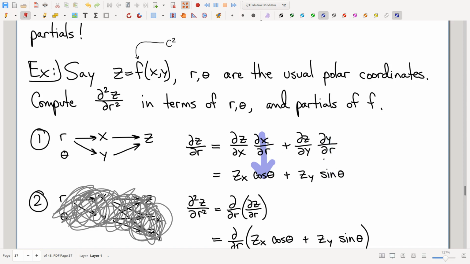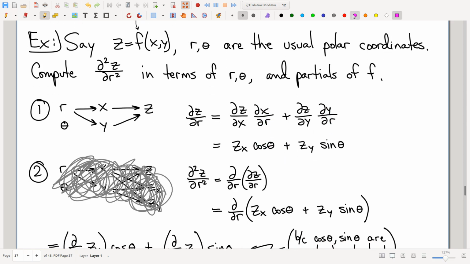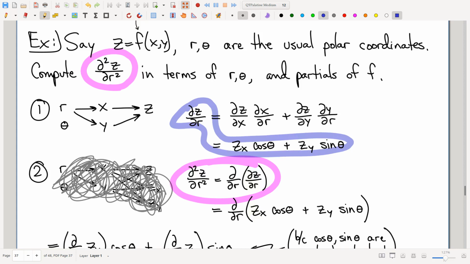All right, so we were asked, though, to compute the second partial with respect to r. So the r partial of the r partial. And just to be clear what I'm plugging into what, there's our first r partial. And apparently I now need to take this first r partial and take the r partial of that.